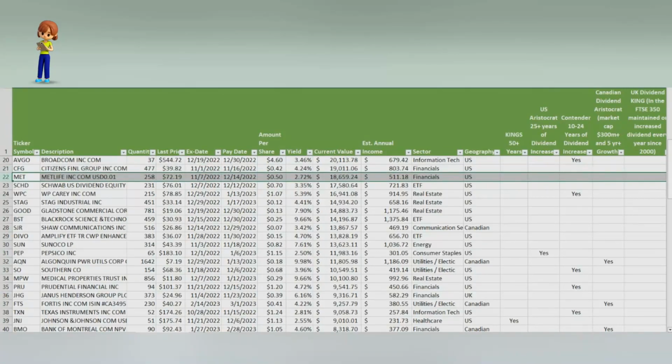MetLife, which believe it or not, has been one of my absolute best performers of the year that no one talks about. And at 258 shares, this little position generates over $500.